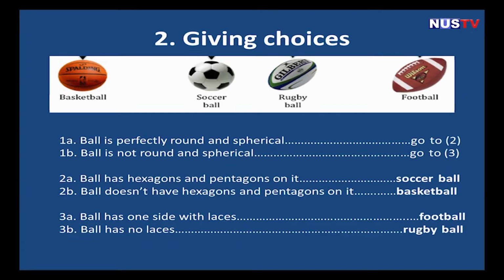Using these same balls, you can look at the second type of dichotomous key by giving options or writing down the instructions. Ball is perfectly round and it is circular. The ball is not round and it is not circular. So if you look at the balls, the first option, go to 2. What are the balls that are moving to 2? That's correct, the basketball and the soccer ball, because those balls are round. The rugby ball and the football, they are not round, they are elongated.